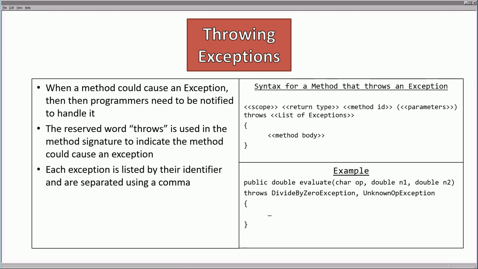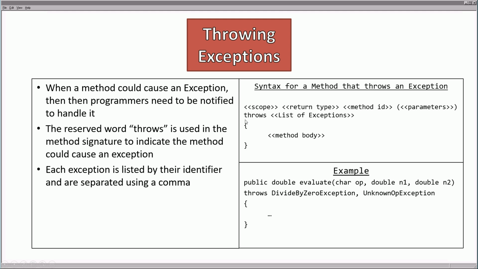Whenever a method could cause an exception, then the programmers who might be using this method need to be notified that they need to handle this kind of exception. The reserved word throws is used in the method signature to indicate the method could cause an exception. So if you notice over here, this is the same way that we have created a method in the past. So in the signature, we have the scope, the return type, the method ID, the parenthesis with the parameters, but then we add an extra part.